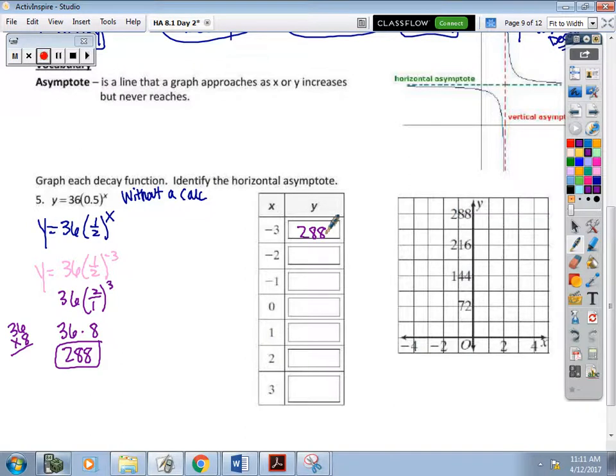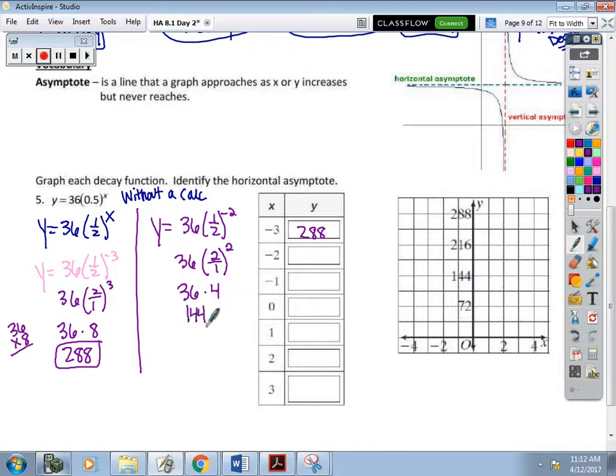Okay, the next one I'll do with you, and then I'll have you guys try the rest of them. 36 times 1/2 to the negative 2. Again, take the reciprocal, which would be 2 over 1. And that exponent changes to a positive 2. Square your 2 to get 4. And multiply those together to get 144. Again, you may need to do multiplication off to the side to help you get that number.